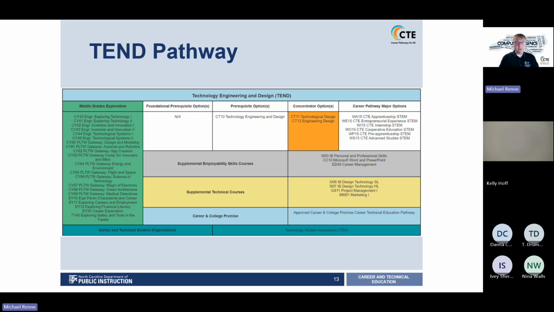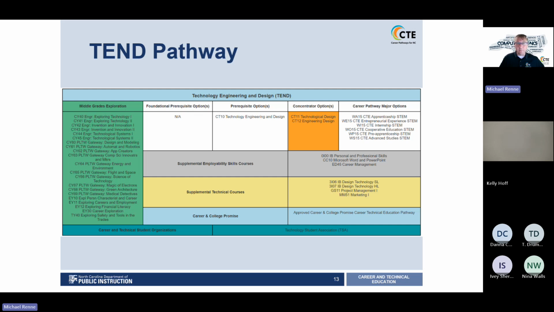So here's the technology engineering design pathway. There's no changes there. I just put it up on the slide just to let you know there's no changes. So the CT10 is still a prerequisite course, and then our concentrators are CT11 and CT12. So there's no changes there. That's exactly like it always has. So even though we added the new POL, there's no change to the pathway.